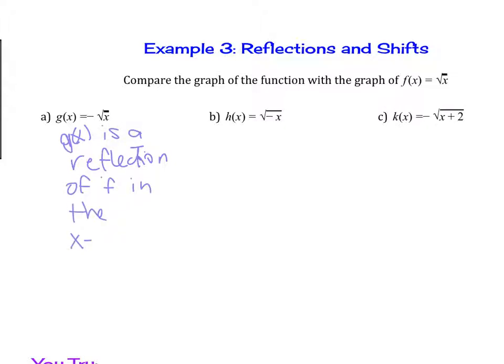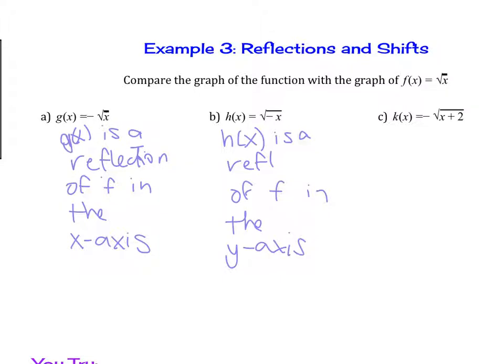Okay, so for this example, letter B, h of x, notice that it's inside with the x, so h of x is a reflection of f in the y-axis. And then k of x is a reflection in the x-axis and left 2.